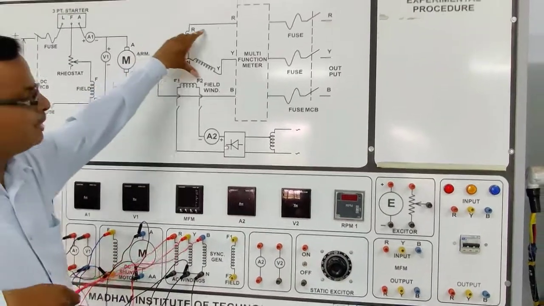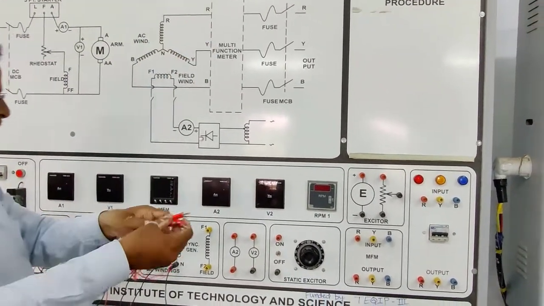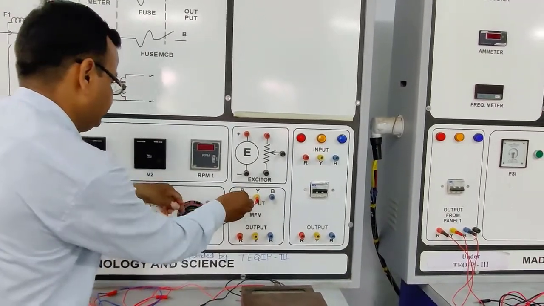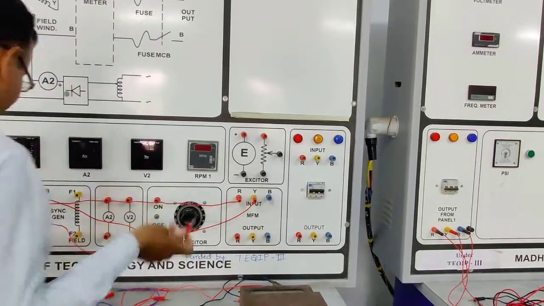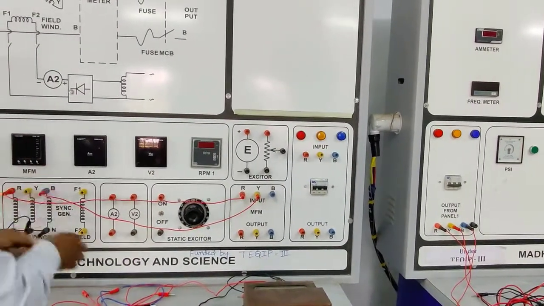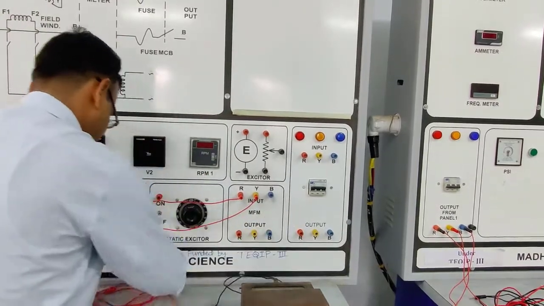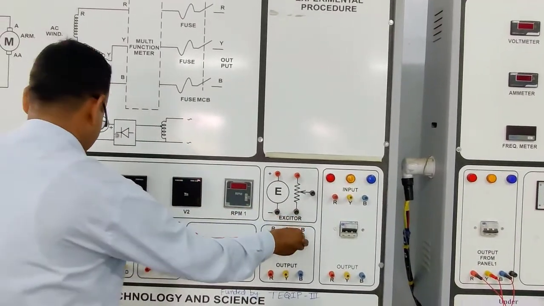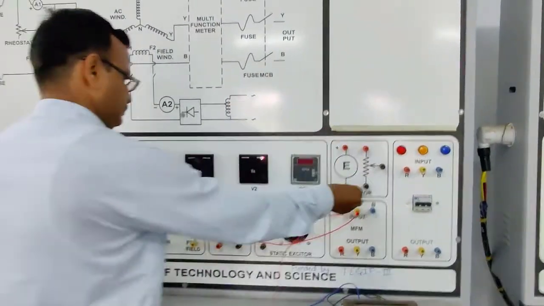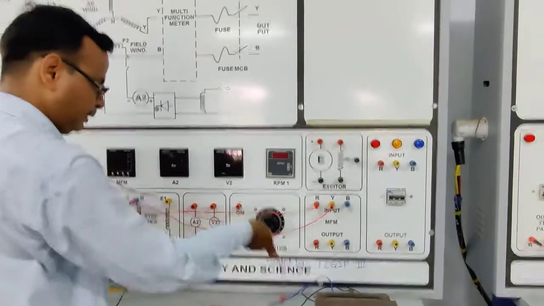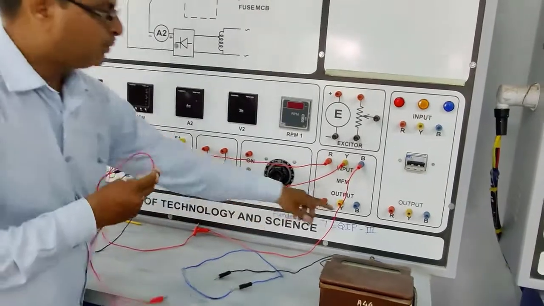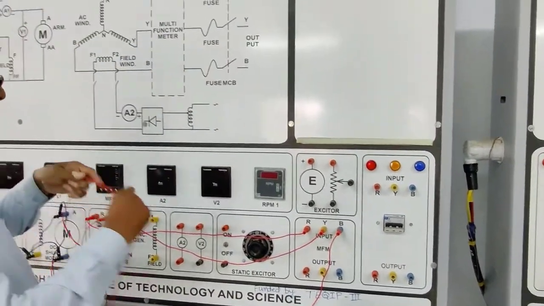These go to the input of the multifunction meter. Second point is that these output terminals are open. Why? Because we are doing the open circuit test.